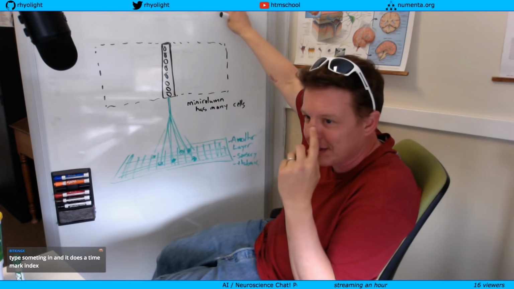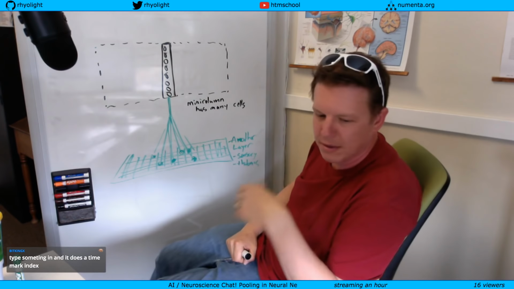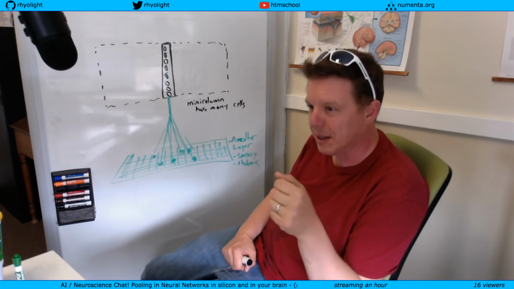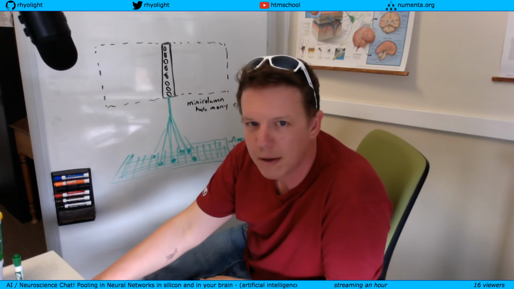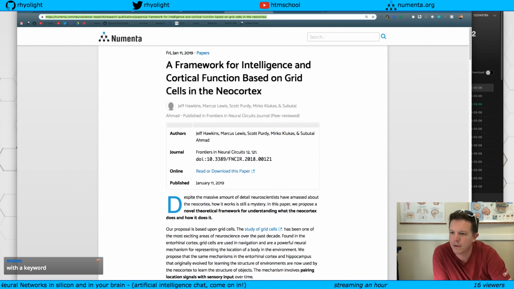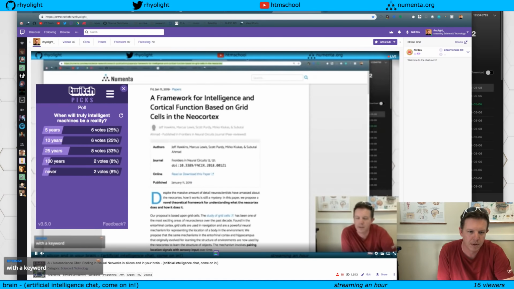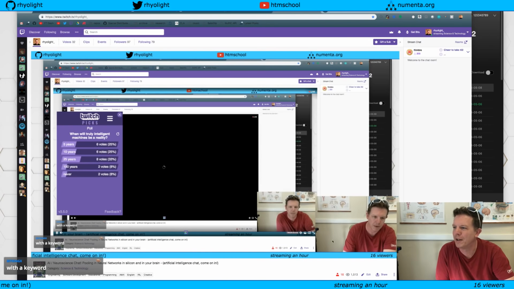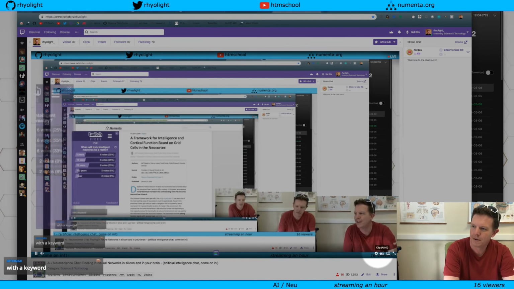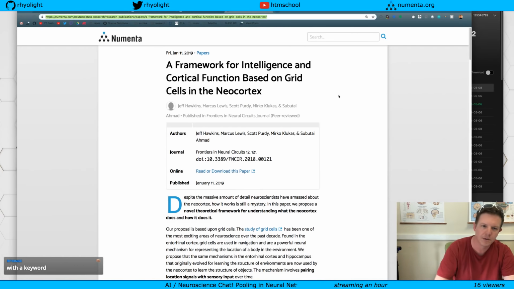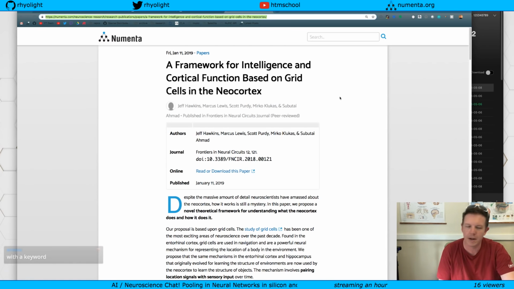Type something in and it does a time mark thing. Yeah, I did do that. Time mark right now. I just marked it. Or you can clip it, which is in the web UI. I don't know if this is what you're talking about, but with a keyword, yeah, there's a command to clip. I think it's \clip. Maybe. Nope, I don't know. But here's the clip button right here. Right there, if you've ever wanted to clip something. But anyway, I did figure out how to set a stream marker. Anyway, I'm getting off the topic.